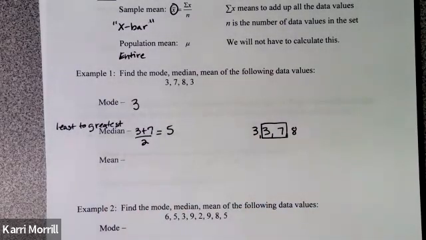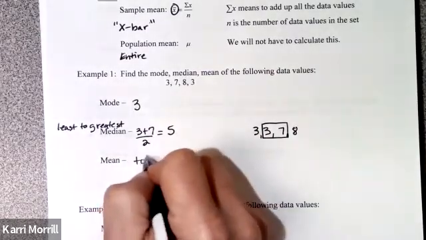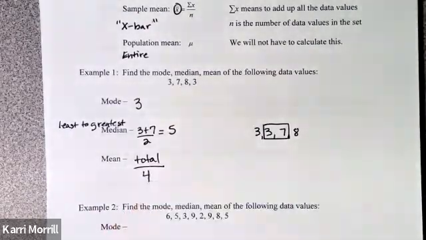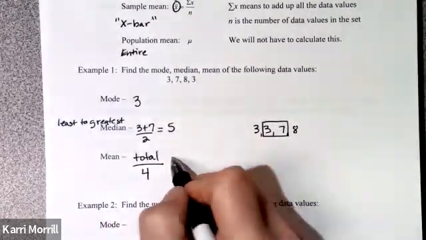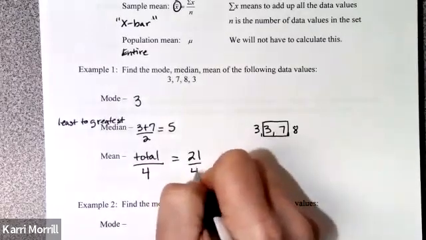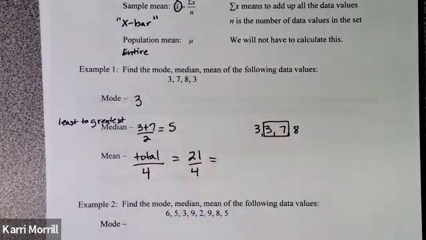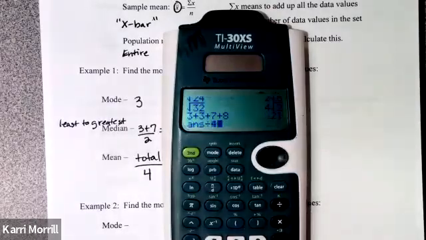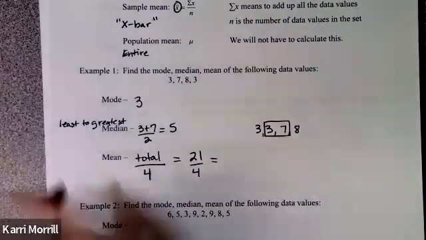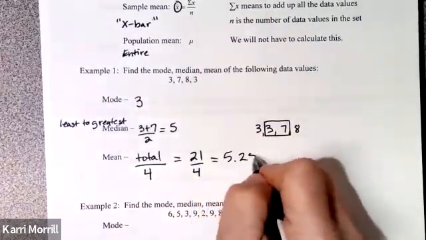Our mean, we're going to add all of that up. So you're going to put your total over however many numbers there are in the data set, which is 4 numbers. When we add all those together, 3 plus 3 plus 7 plus 8, I'm adding it in my calculator now, is 21. So 21 divided by 4 is 5.25. So that would be the mean of this set of numbers.